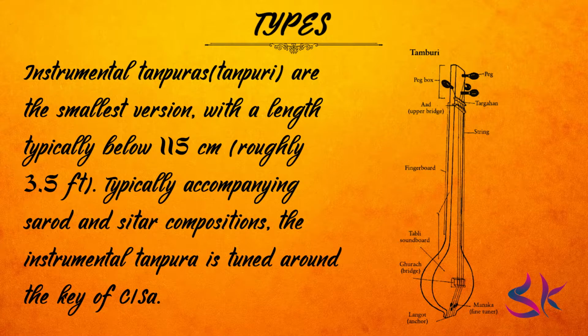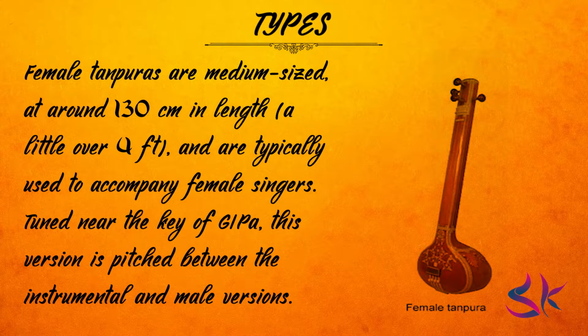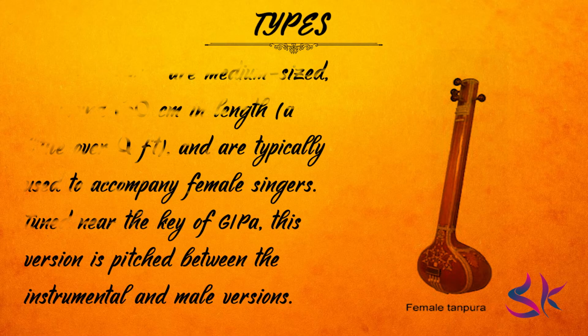Typically accompanying sarod and sitar compositions, the instrumental Tanpura is tuned around the key of C or Sa. Number 2. Female Tanpuras. These are medium sized at around 130 cm in length, a little over 4 feet, and are typically used to accompany female singers. Tuned near the key of G or Pa, this version is pitched between the instrumental and male version.